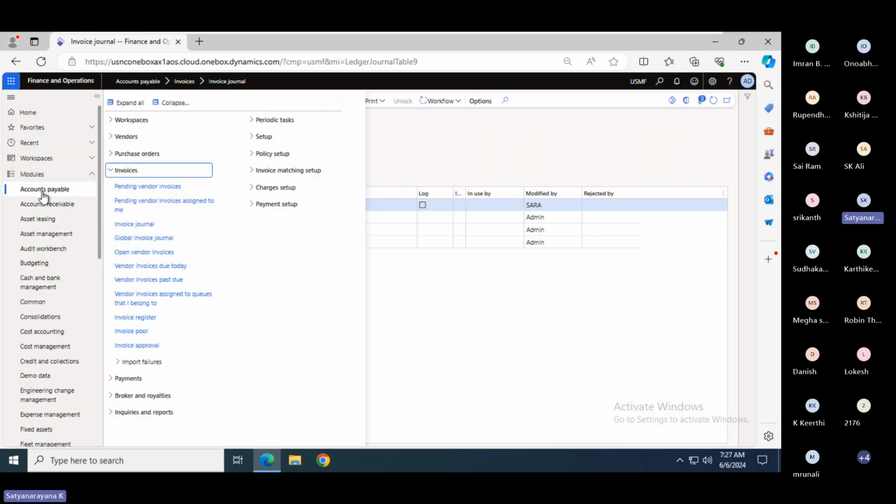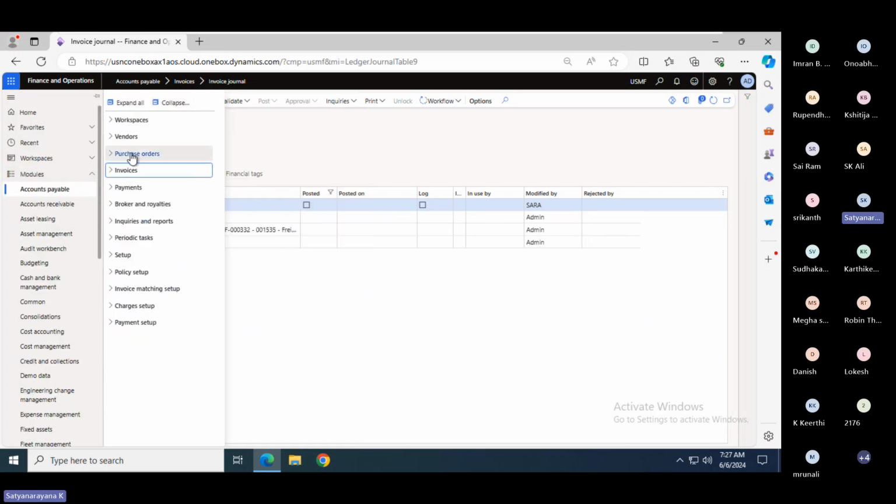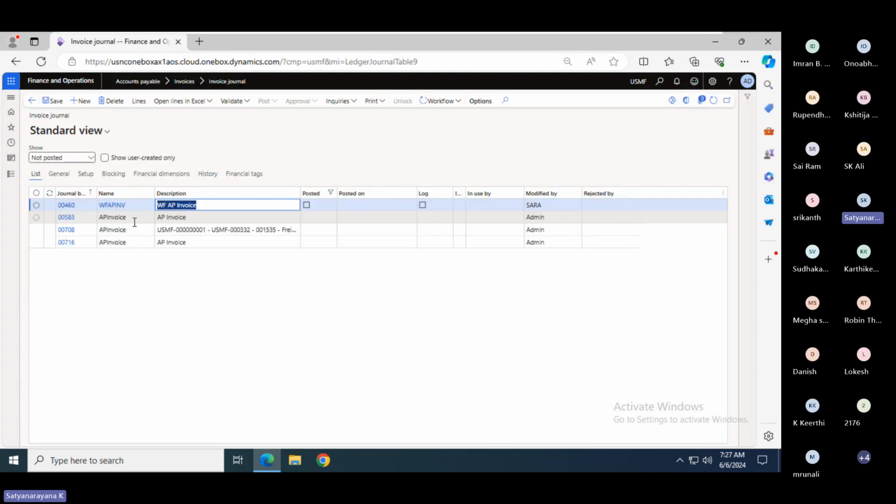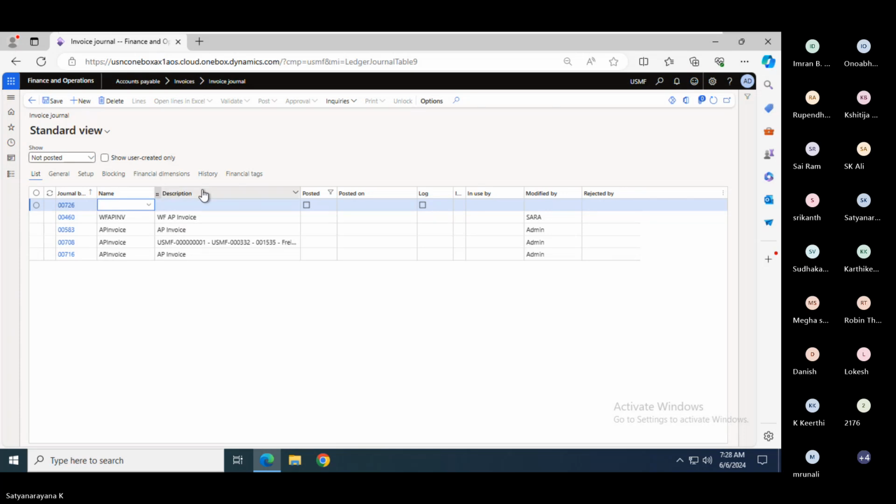Accounts payable module. Collapse all. Invoices. Invoice journal. This is expense items. You need to click on the New button. Select AP invoice from the drop down. New button on AP invoice. Go to lines.